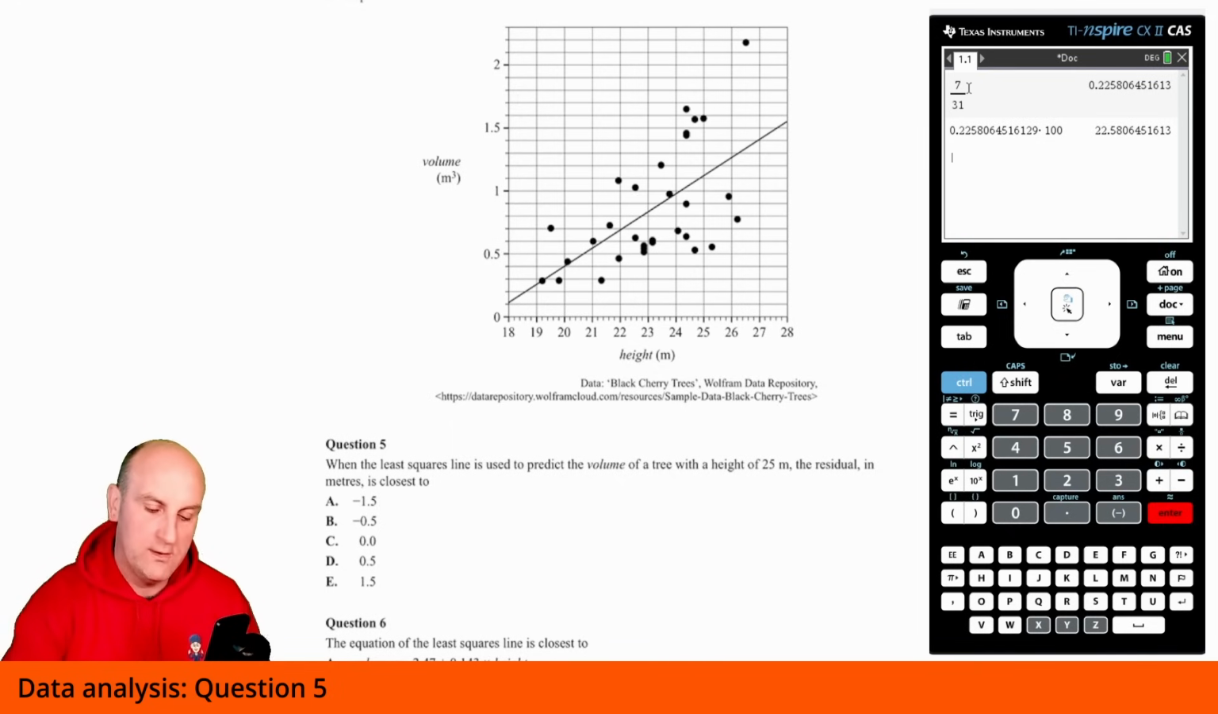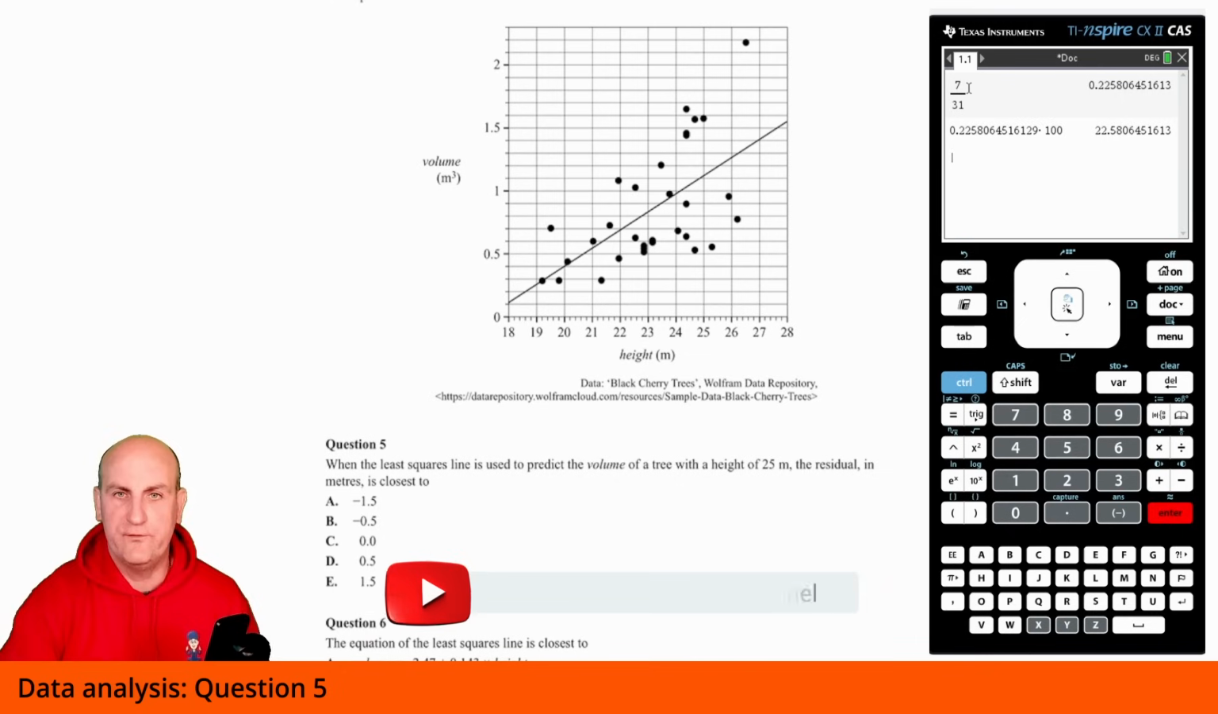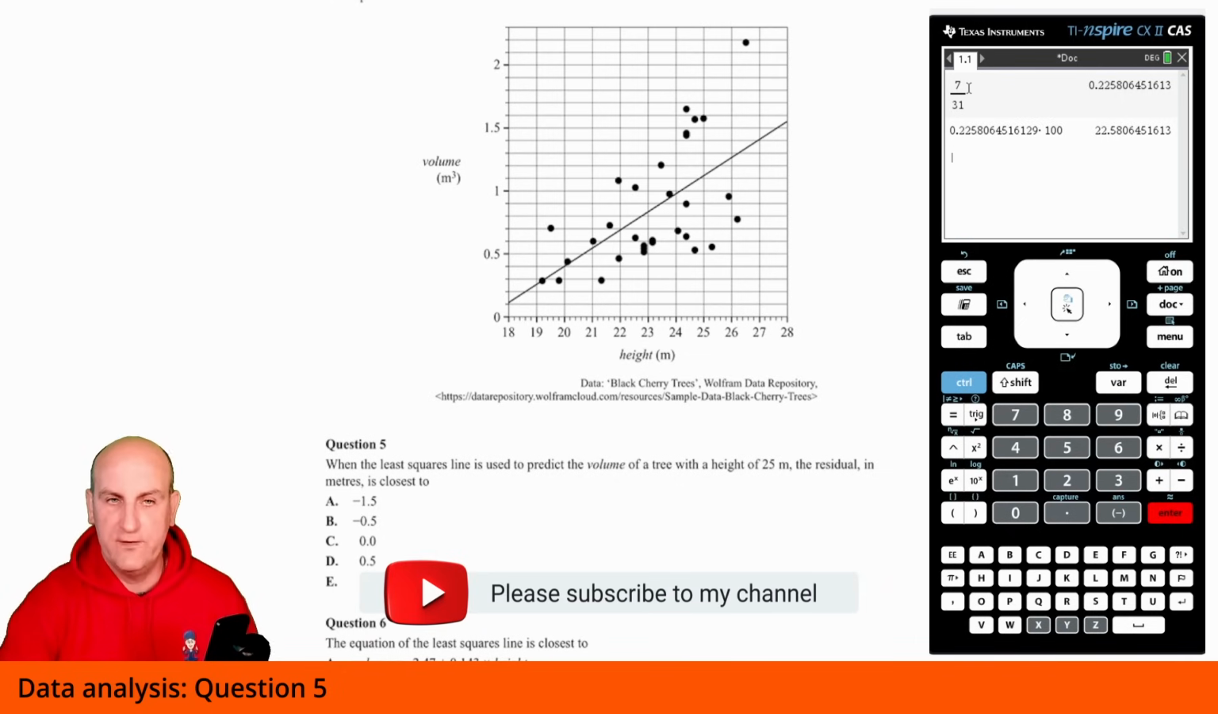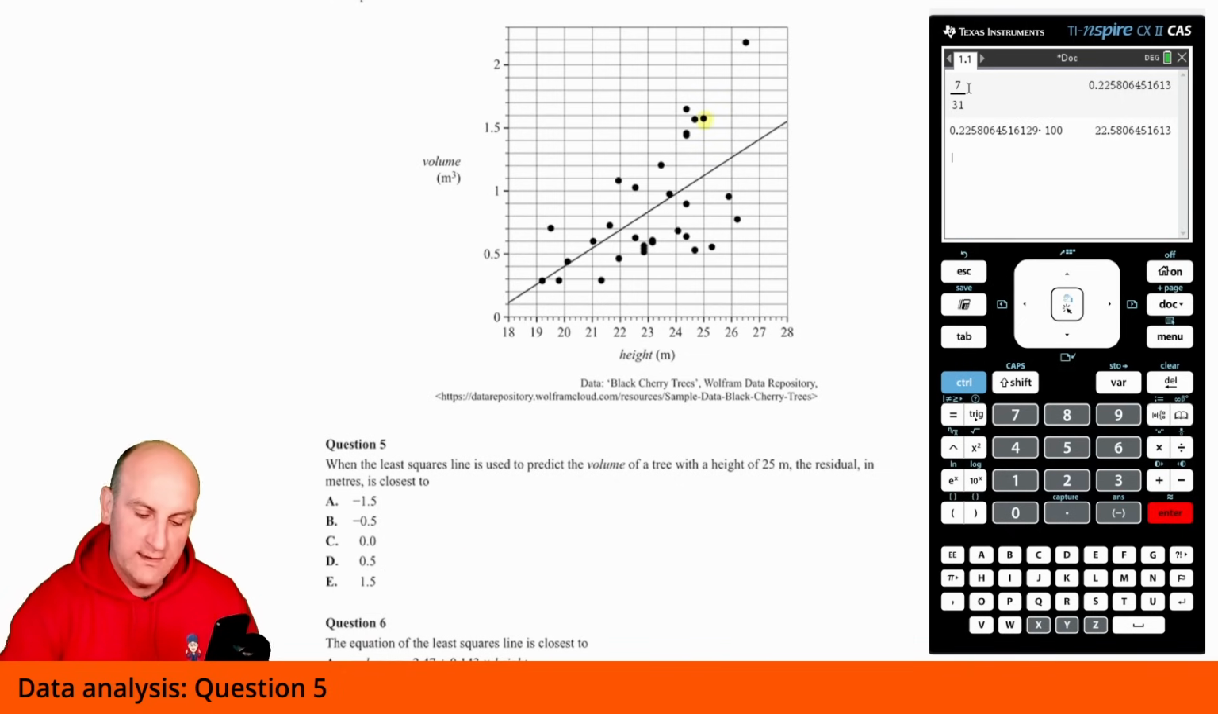Now, again, I know here that if it's a residual, it's the difference between this line here and the data point that we've actually got. So we're looking for a height of a tree with 25 meters. So if I go 25, let's look at that. Well, it's only that one there. All right. So again, we're looking for this 25 and trying to find which point lies on that line. And there's only one of them. And now what I'm looking to do is find that distance between them.